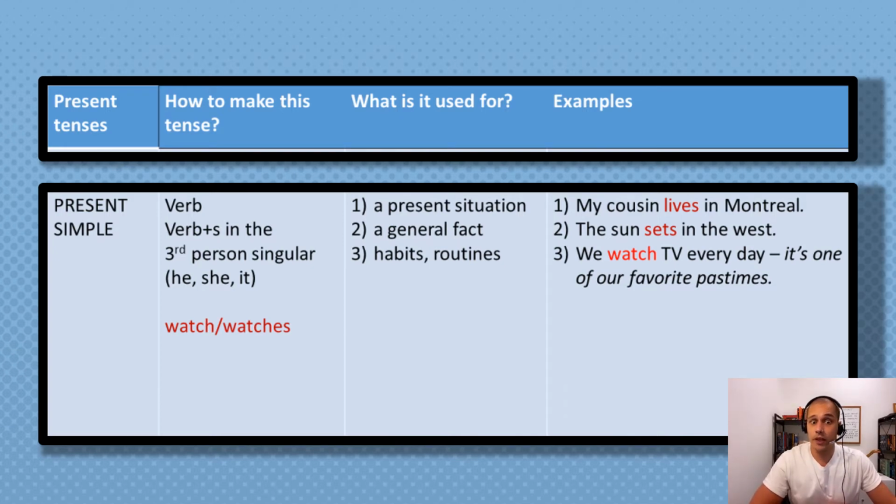All right, and what is it used for? First, we're going to talk about a present situation. Yes, something that is related to the present. For example, I live in Brazil. This is my present situation. Okay, here you have an example. My cousin lives in Montreal. All right. Number two, for a general fact. The sun sets in the west. It's a fact. You cannot change that.